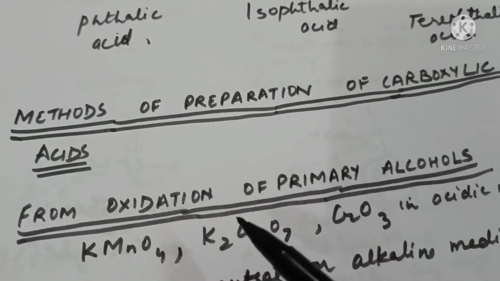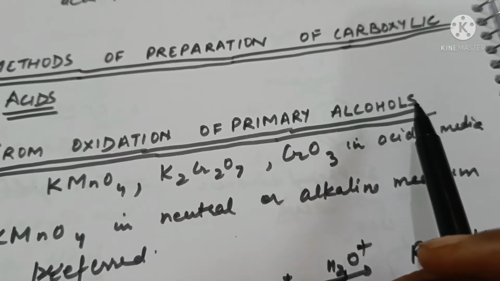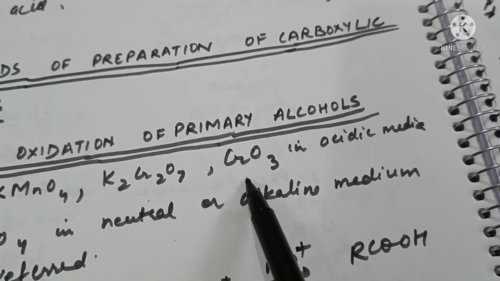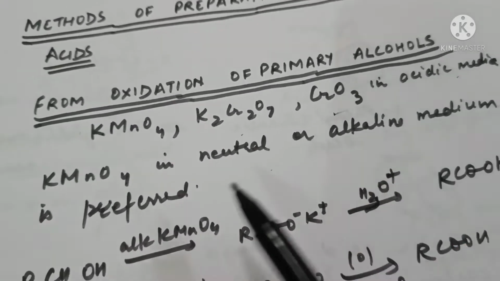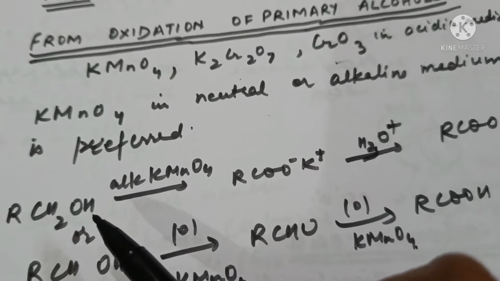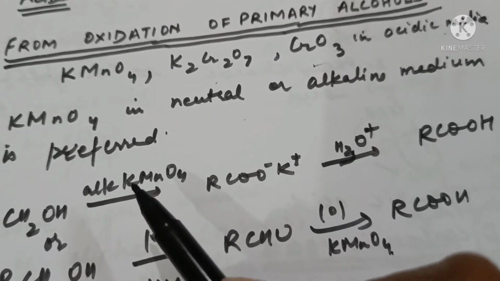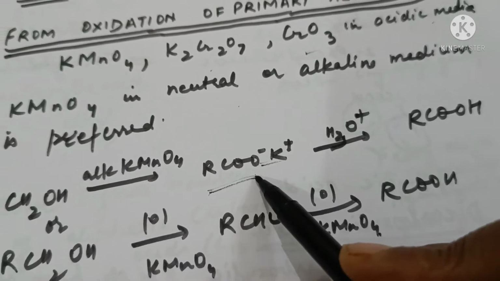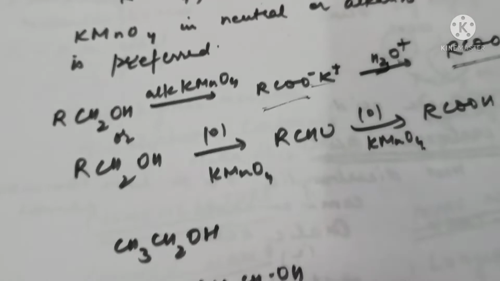Methods of preparation of carboxylic acids. First method is from oxidation of primary alcohols. We use oxidizing agents like KMnO4, potassium dichromate, chromic oxide in acidic media, etc. But KMnO4 in neutral or alkaline medium is preferred for forming carboxylic acids. In the process, when we carry out the oxidation in presence of alkaline KMnO4, potassium salt of carboxylic acid is formed, which on acidification can be converted to carboxylic acid.